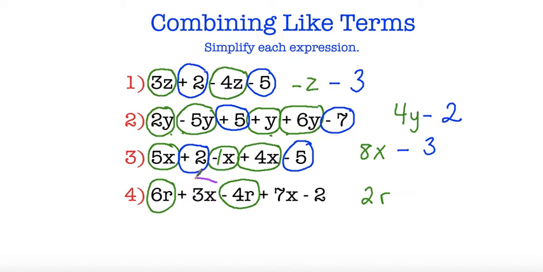And now I have positive 3x and positive 7x. If I combine those two, I have 10x. And then I'm just left with negative 2, and there's nothing to combine that with, so I'll just write negative 2. So here I started off with 5 terms, and I managed to simplify it down to 3. And that's it. Just make sure you look for terms that are alike, you combine all of them, and that simplifies our expression to make it easier to work with.